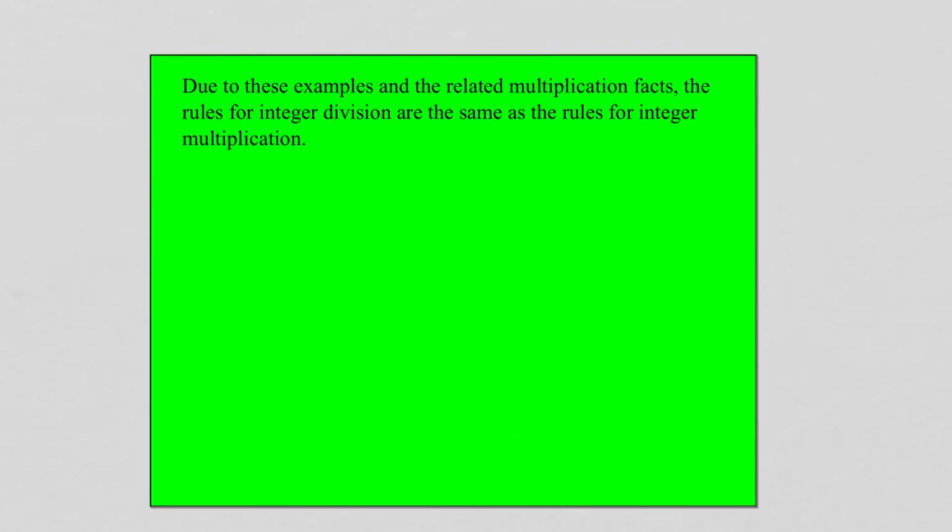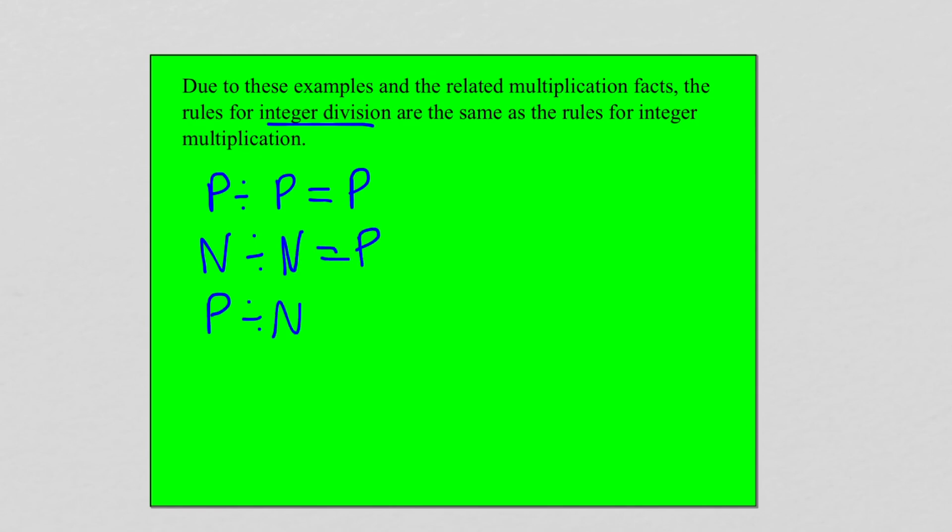Now, due to these examples and the related multiplication facts, the rules for integer division are the same as the rules for integer multiplication. Positive divided by positive equals positive. Negative divided by negative equals positive. Positive divided by negative equals negative. And negative divided by positive equals negative. If the signs are the same, it's positive. If the signs are different, it's negative.